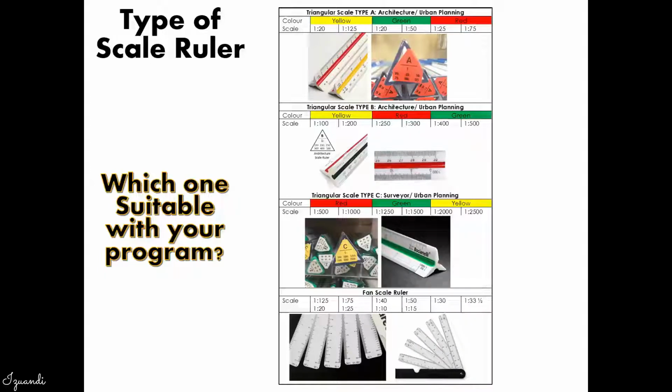Move on to triangular scale type B, also used by architecture and seldom used by urban planning. I also believe surveyors and building surveyors seldom use this one. For the colors, yellow represents 1 to 100 and 1 to 200, while red represents 1 to 250 and 1 to 300, and green represents 1 to 400 and 1 to 500.